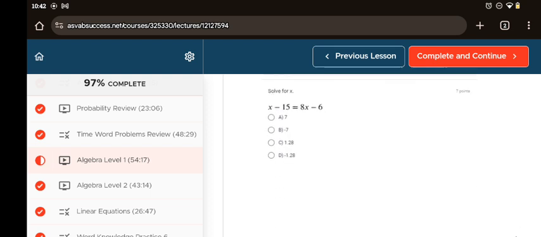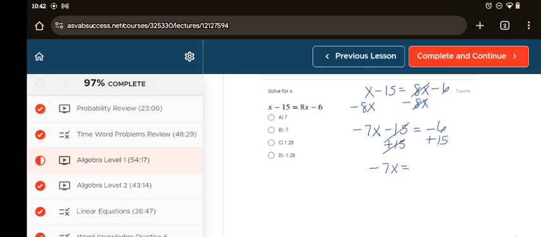Next question, it says, solve for x. Once again, we're moving things around. We want to get x by itself on one side of the equal sign. So I'm going to rewrite it up here so it's just easier to work with. Okay, I'm going to move this to this side. This cancels out. X minus 8x is negative 7x. Negative 15 minus 6. I'm going to plus 15, negative 7x equals, this cancels out. Negative x plus 15 gives me positive 9.